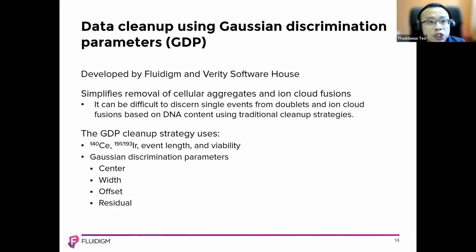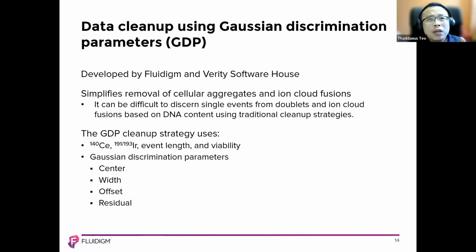This particular strategy uses, you can see here, 140 CE, 191 event length and viability, Gaussian discriminant parameters such as the center, width, offset, and residue. It does a better cleanup than the older ones, which just gate on the events of the DNA and then just your live dead cells. So it goes more in depth, and Andrea can show it in more detail later on, but I'll just walk you through this at this point in time.